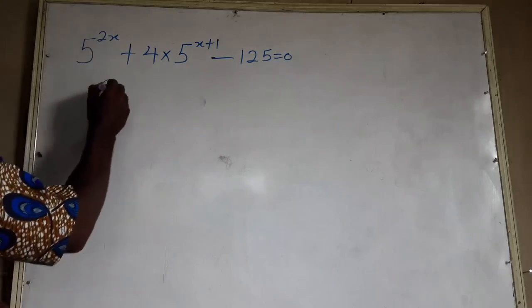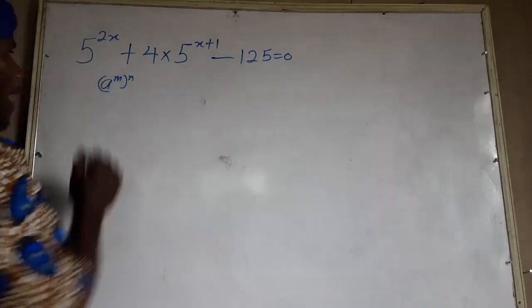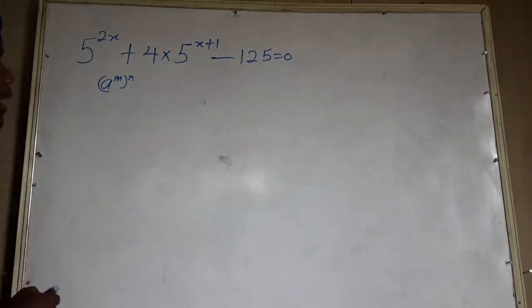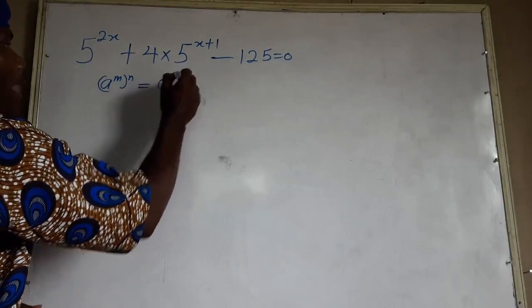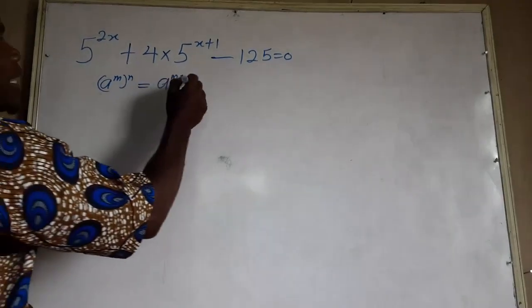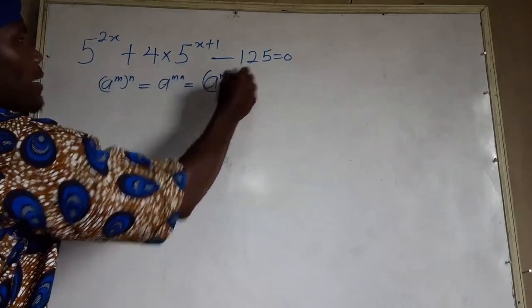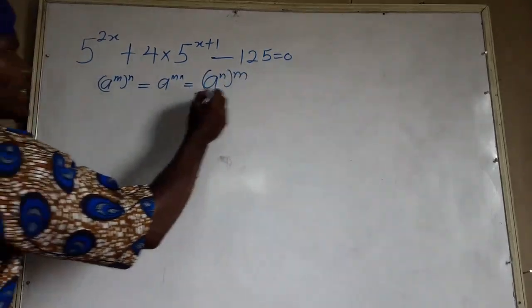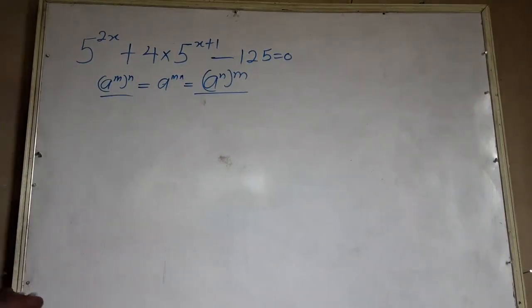You recall there is a law. Let us know that if a raised to power m, all raised to power n, can be written as a raised to power mn. Also, it can be written with the n coming inside, in this form. So this is equal to this. This is a rule of indices, so we apply it to this.